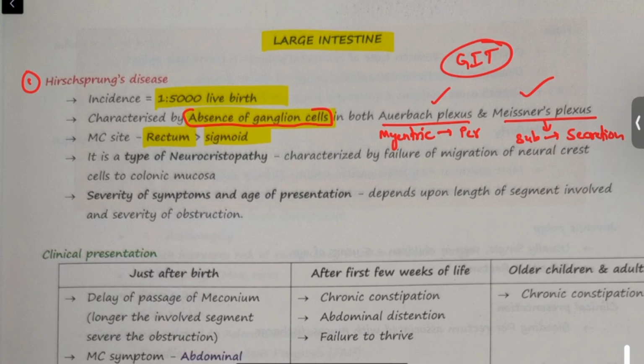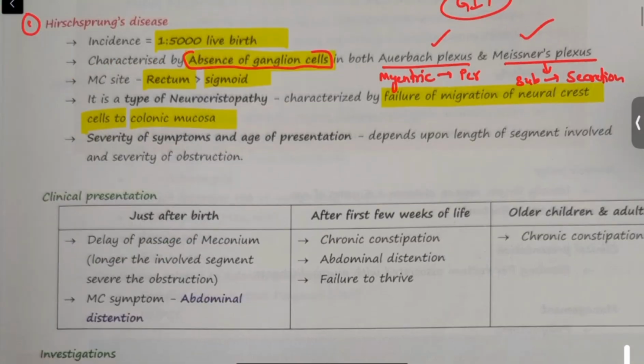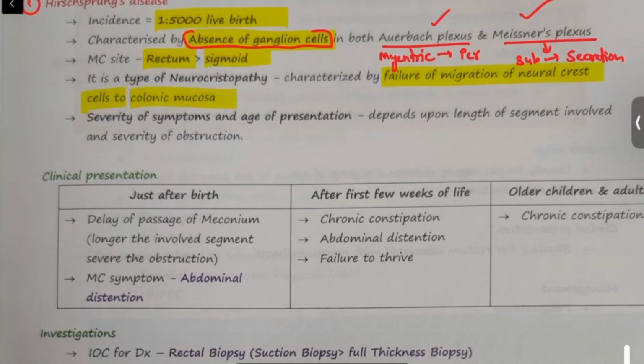Why is there absence in a certain region? Because of failure of migration of neural crest cells to the colonic mucosa. Wherever this migration of neural crest cells has failed, only in that region there will be absence of ganglion cells. That will lead to Hirschsprung's disease. So what will be the severity, symptoms, and age of presentation in this case? It will depend upon the length of the segment involved.